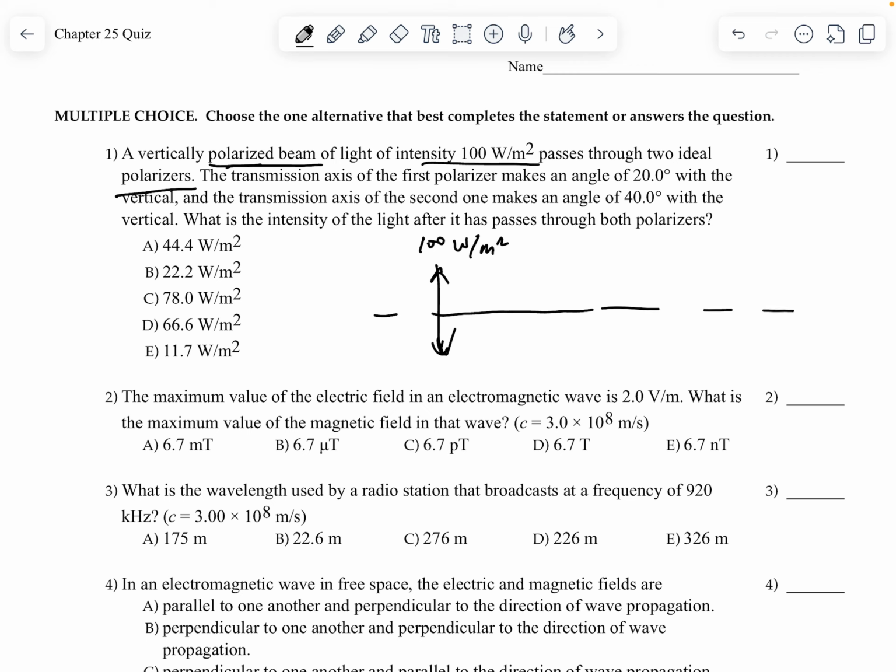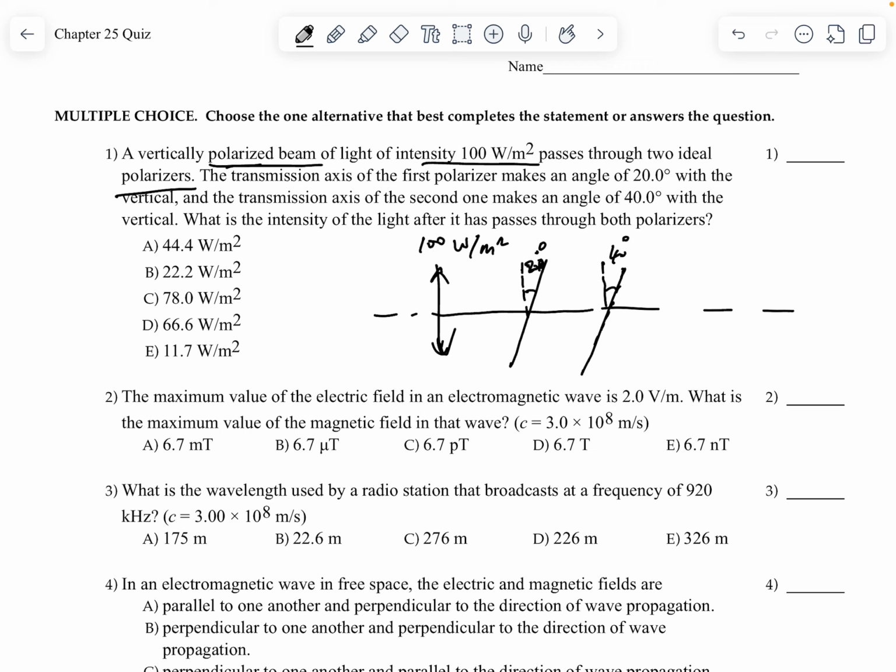So this is the central axis. The first polarizer is at 20 degrees. Let me see, that's 20 degrees, right? The second one will be this, so this is at 40 degrees. Suppose it was vertical. What is the intensity of the light after it has passed through both?